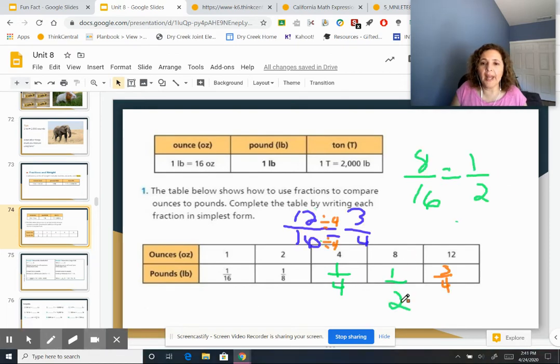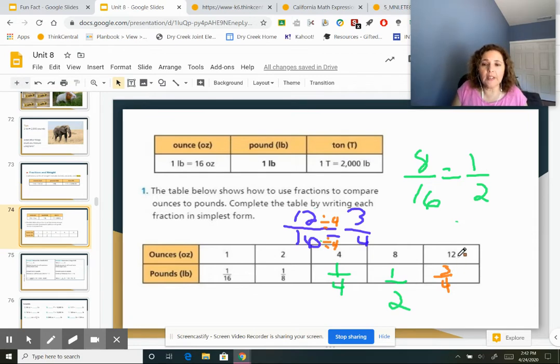Okay, if you got 1/2 for the 8, you'd be correct because 8 over 16 is equal to 1/2, because I know that I can divide 8 by 8 and 16 by 8. 8 divided by 8 is 1, 16 divided by 8 is 2, and I get 1/2, and I know that's the simplest form because it's a unit fraction, okay?